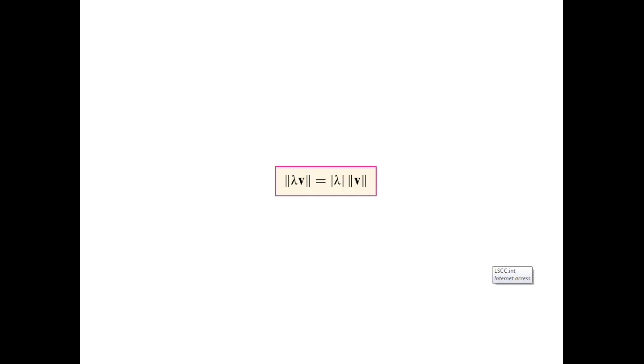Okay. So, if you're talking about the magnitude of a scaled vector, a vector you multiply by a constant, a scalar, the magnitude of that will be the absolute value. Remember how you said things are similar, or they look similar? Well, they are. The absolute value of the scalar times the magnitude of the vector.